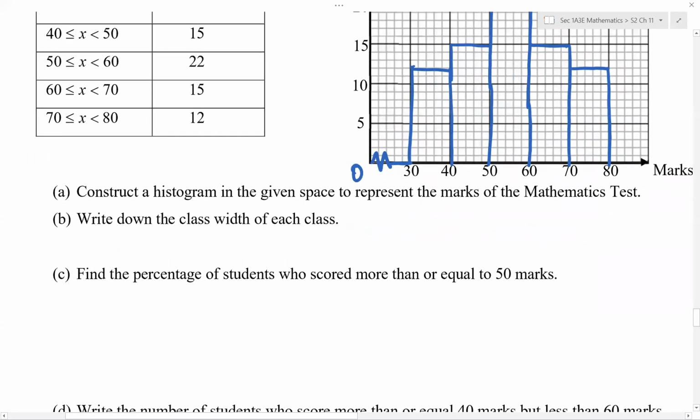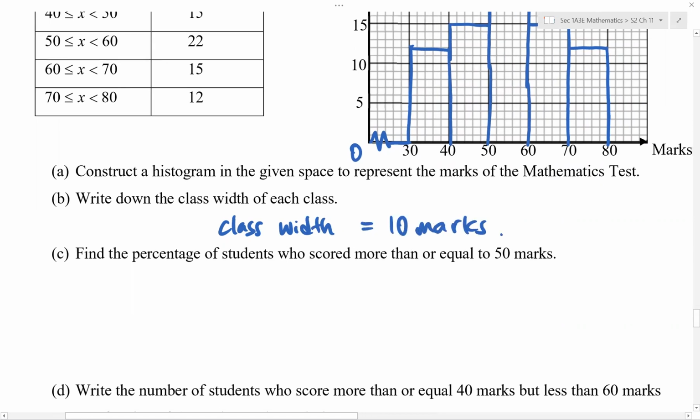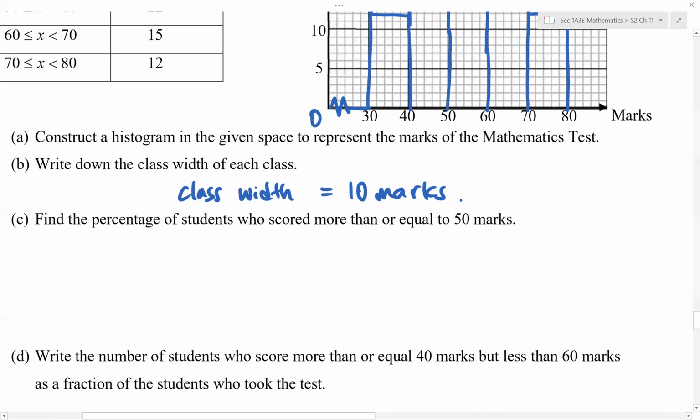So now write down the class width of each class. Very clearly, the class width is equal to 10 marks. Doesn't matter which bar you used, it will always be 10.